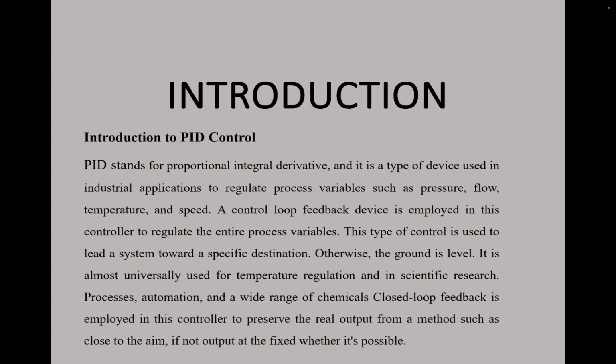Introduction to PID control. PID stands for proportional integral derivative, and it is a type of device used in industrial applications to regulate process variables such as pressure, flow, temperature, and speed. This type of control is used to lead a system to a specific destination. It is almost universally used for temperature regulation and in scientific research.